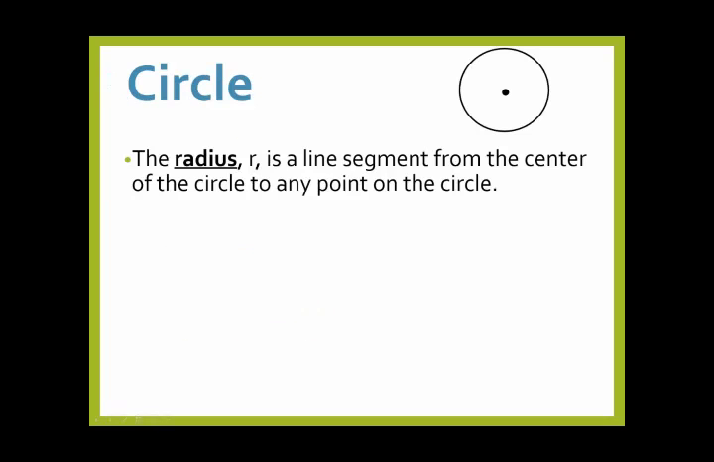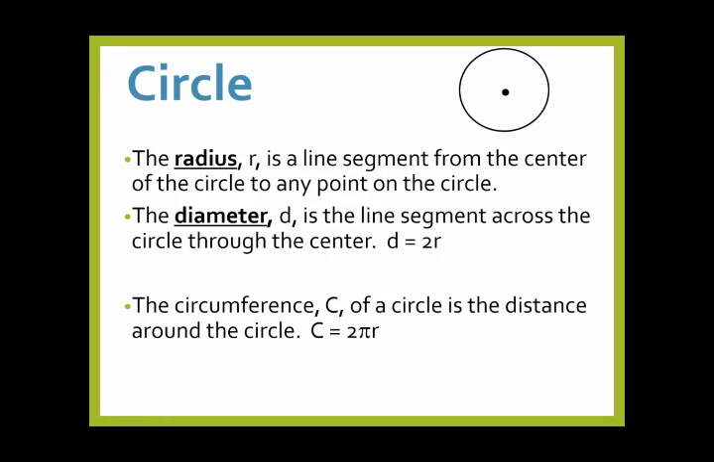Alright, for a circle, it's a little bit different. We don't find perimeter, we find circumference. So circumference is the distance around the circle. We stop saying perimeter and start saying circumference only for a circle.